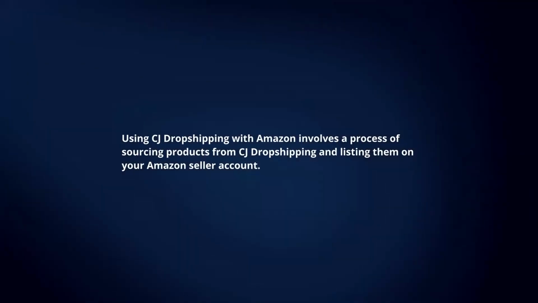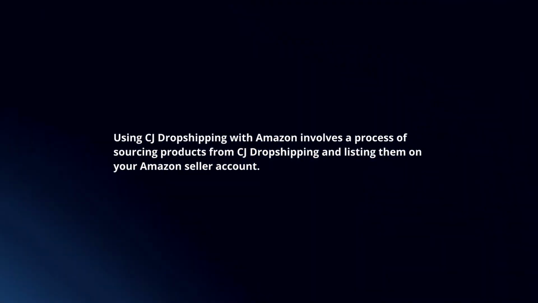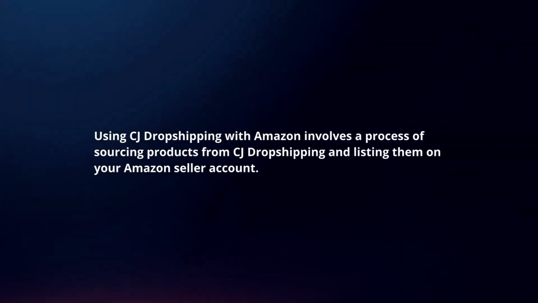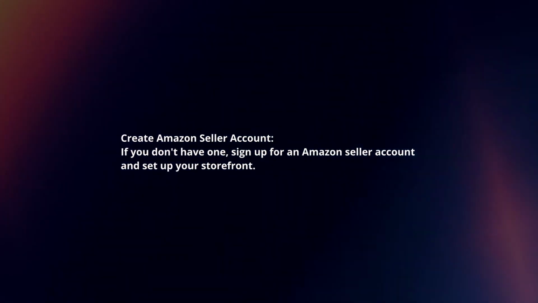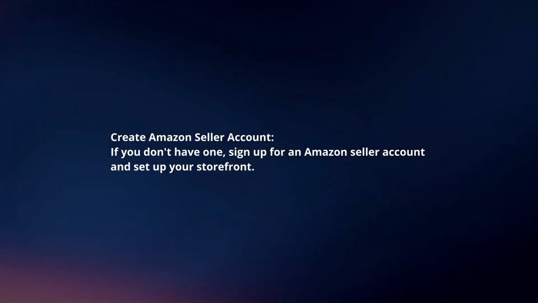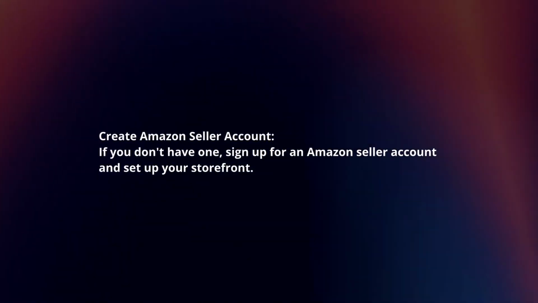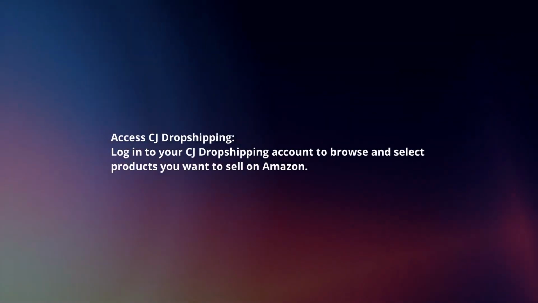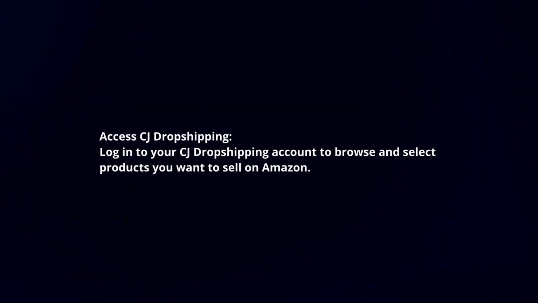Using CJ Dropshipping with Amazon involves a process of sourcing products from CJ Dropshipping and listing them on your Amazon seller account. Here's a concise guide. Create Amazon seller account. If you don't have one, sign up for an Amazon seller account and set up your storefront. Access CJ Dropshipping. Log into your CJ Dropshipping account to browse and select products you want to sell on Amazon.